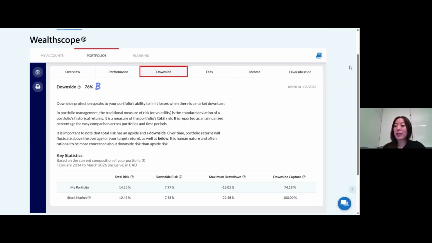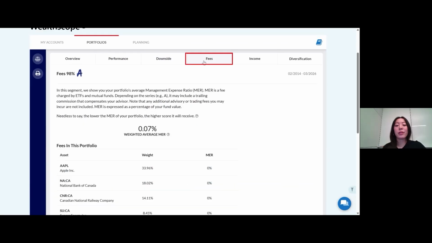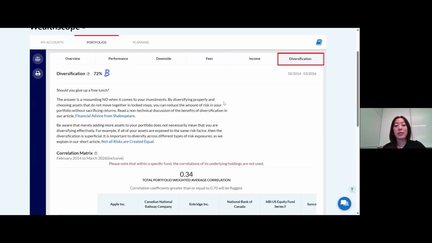Protection from the downside risk, I get an overall B. And then also there's quite a few other criteria that you can do a breakdown of how my particular account scores under Wealthscope.